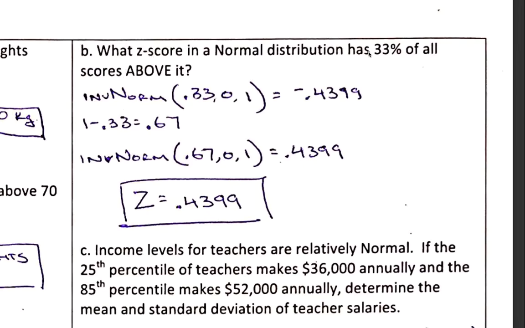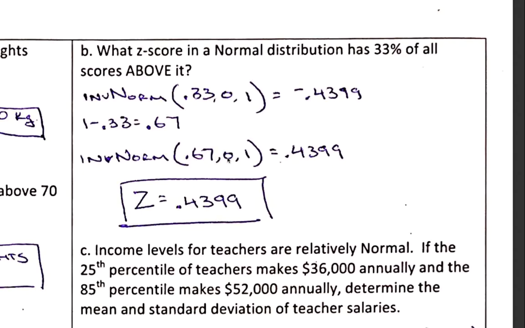So if it says 33% of all scores above, well, remember percentile or percent is applying everything lower than. So if I want everything above, I would just go 1 minus the things that are below, and that would give me the things that are above. So 1 minus 0.33 is 0.67. And that's the number that I plug into inverse norm.